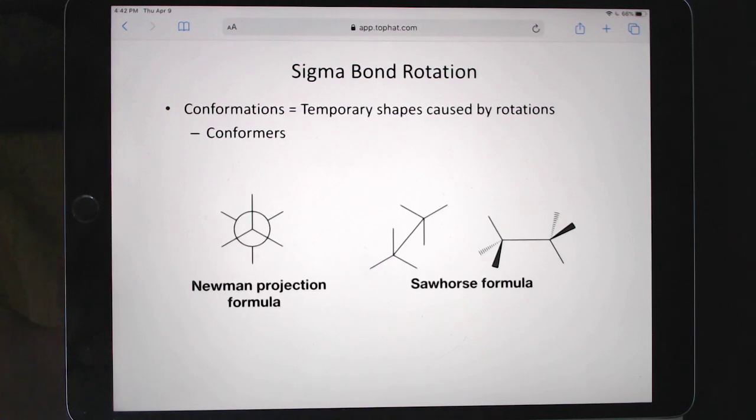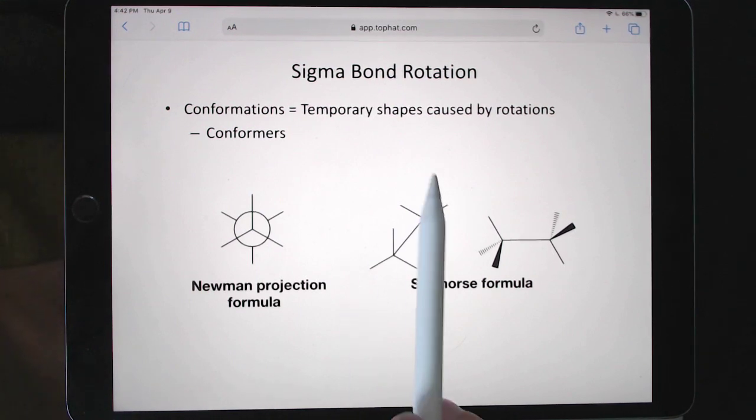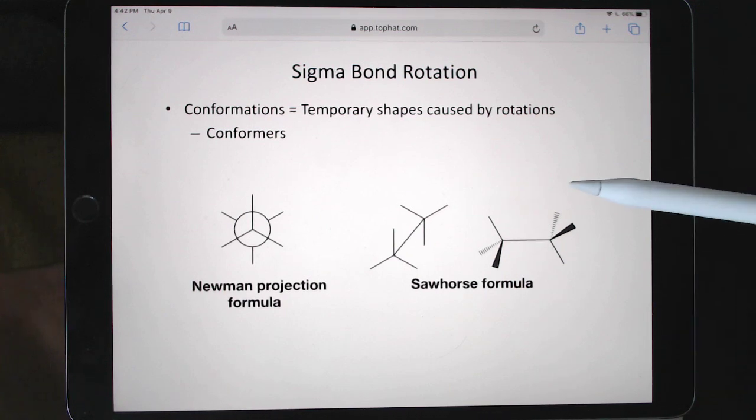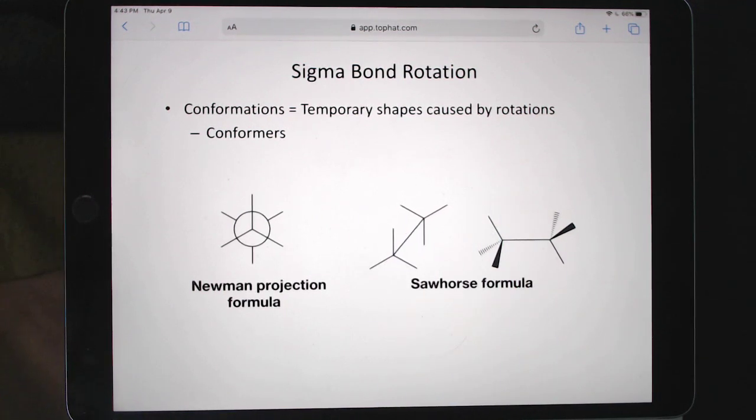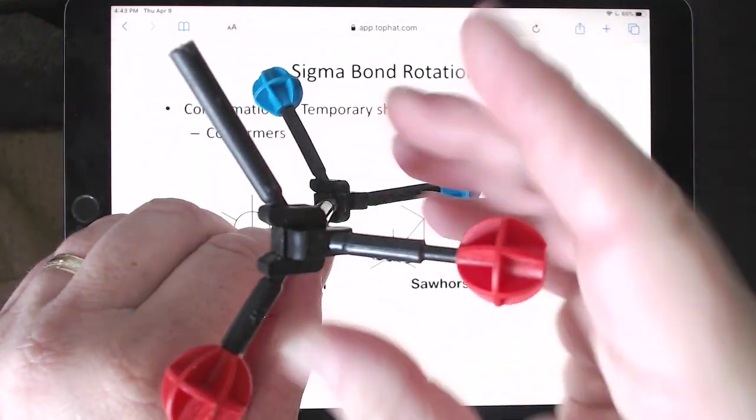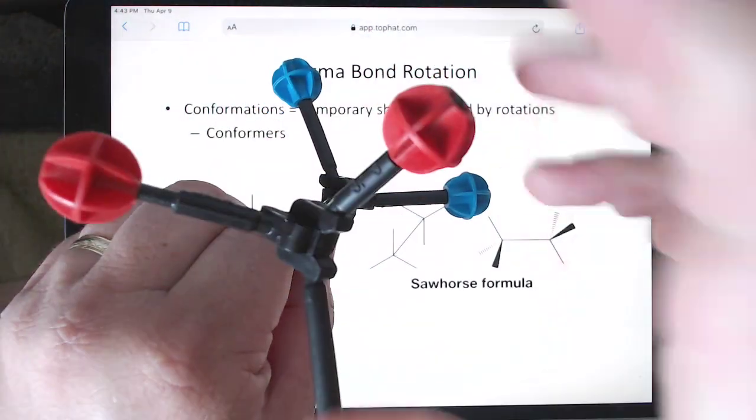Okay, so let's talk about conformations. These are temporary shapes caused by rotation, and remember with a carbon-carbon single bond, you can get rotation through here. So if we have this, you can rotate this bond, no problem.